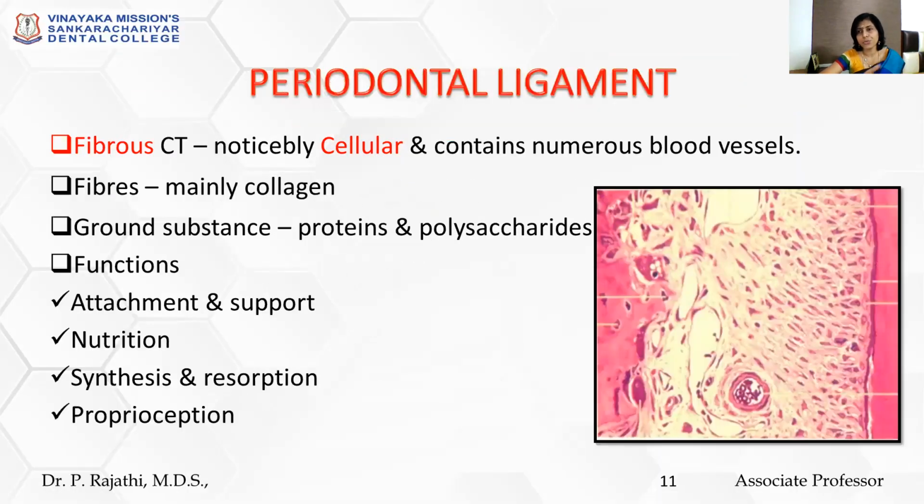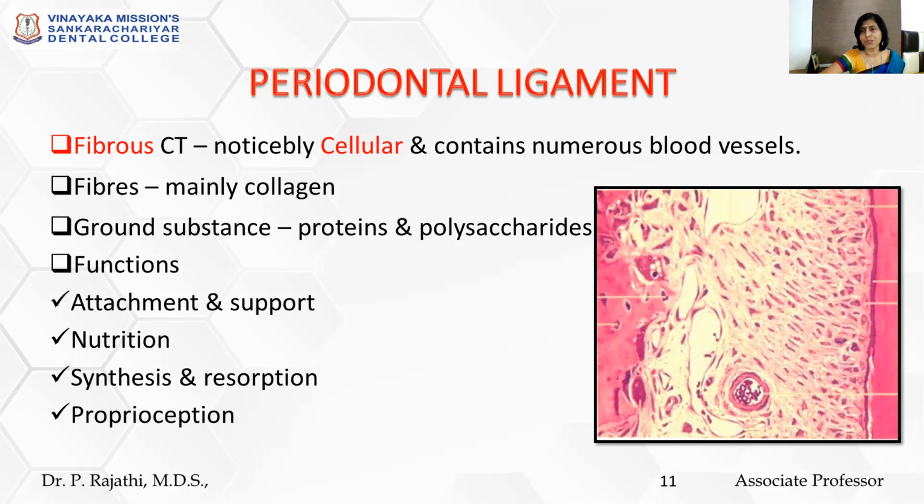I hope you would have understood how to interpret a radiograph. So now coming to periodontal ligament. Periodontal ligament, I've already said, it's a fibrous connective tissue. Here in the picture, if you can see, it's a fibrous connective tissue with more number of cells. So it's noticeably cellular and contains numerous blood vessels. And the fibers which constitute this periodontal ligament are mainly collagen fibers. These fibers and cells are embedded within a gel-like matrix that we call the ground substance, which is made up of proteins and polysaccharides.